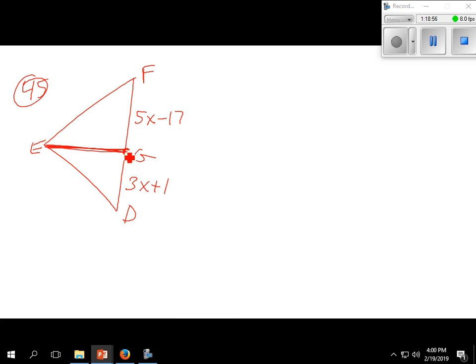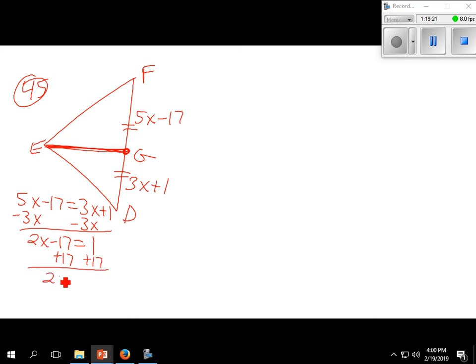Well, if it's a median, that means G is a midpoint, means that these two segments have to be congruent to each other. So the equation we can set up is 5x minus 17 should equal 3x plus 1. We subtract 3x on both sides, end up with 2x minus 17 equals 1. Add 17 to both sides. 2x equals 18. Divide both sides by 2, you end up with x equals 9.